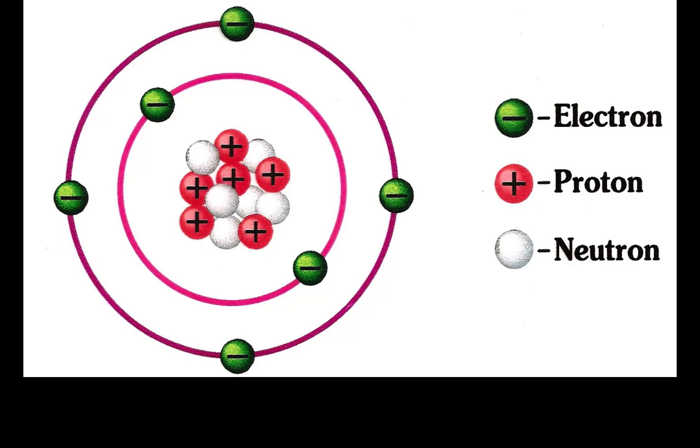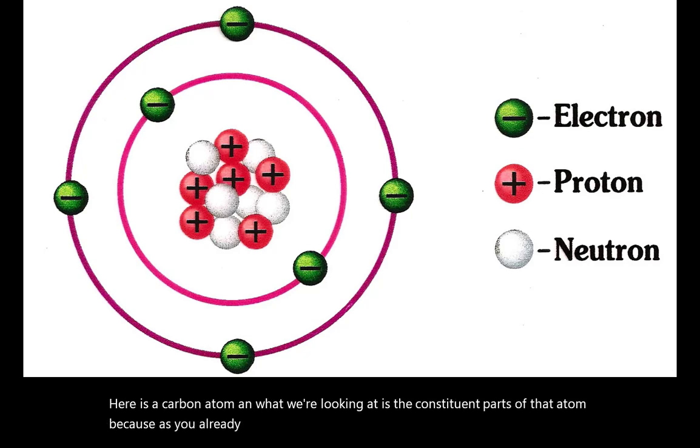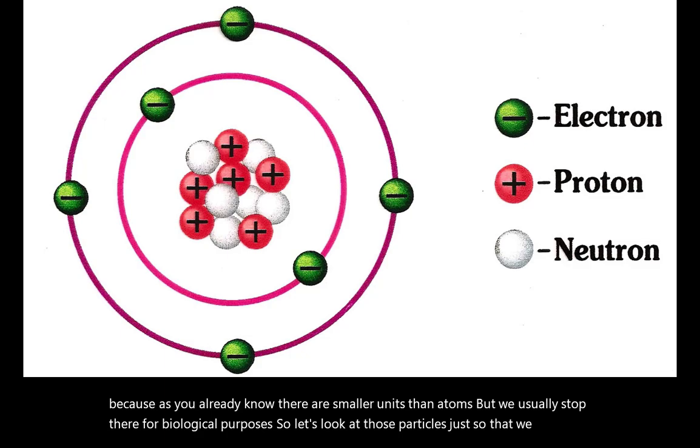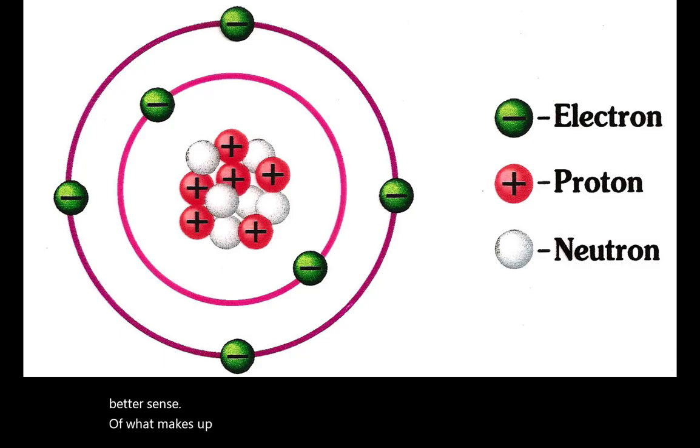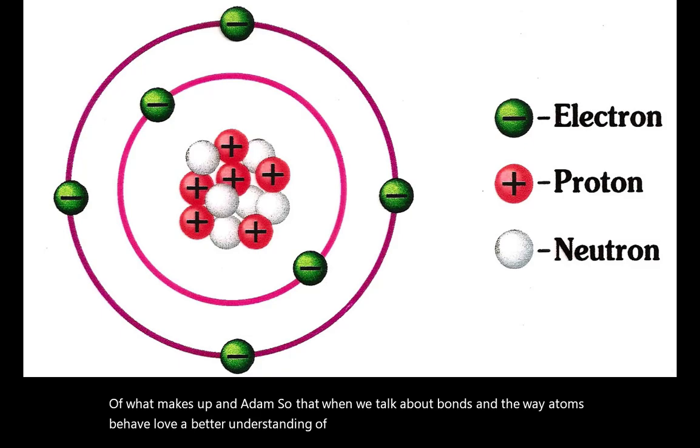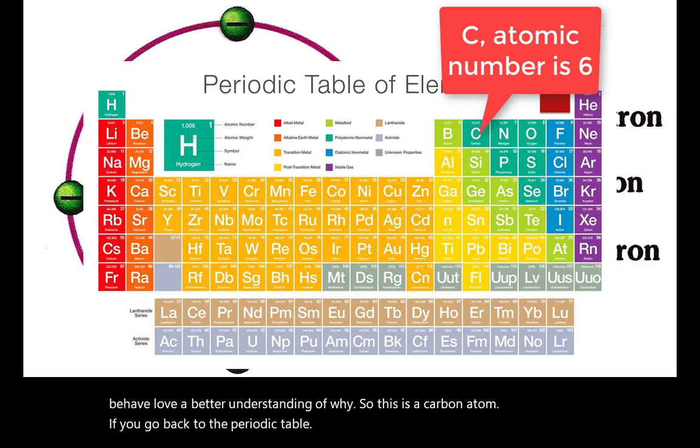Here is a carbon atom. And what we're looking at is the constituent parts of that atom, because as you already know, there are smaller units than atoms, but we usually stop there for biological purposes. So let's look at those particles just so that we have a better sense of what makes up an atom, so that when we talk about bonds and the way atoms behave, we'll have a better understanding of why. So this is a carbon atom. If you go back to the periodic table, you'll see that carbon has an atomic number of 6.